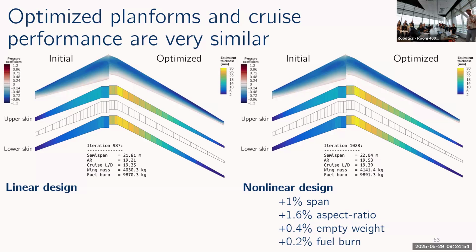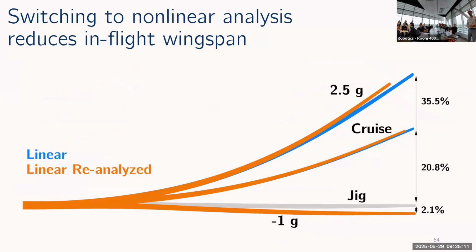But what you should keep in mind here is that I'm comparing to the fuel burn predicted by the linear model, which I've been telling you up to this point is not a valid model for wings that deflect this much. So what I did after the optimization is take that wing design that was optimized using the linear model and reanalyze it using the nonlinear model. And you can see when we do that, the effective span of the wing in flight is reduced, as we would expect.